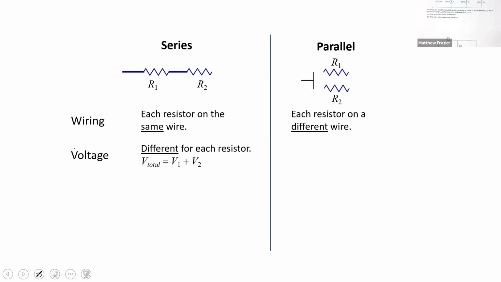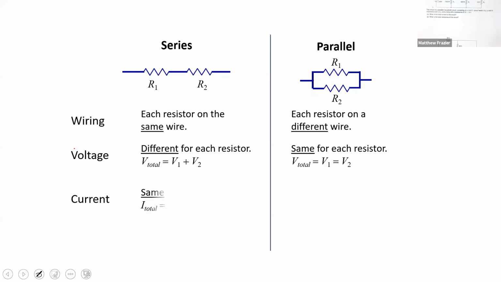For voltage, in series the total voltage is the voltage on each one; you add the voltages up. In parallel, they're the same. And then the animations finish going through. For current, the current stays the same through the series resistors. In parallel, it splits up, right?